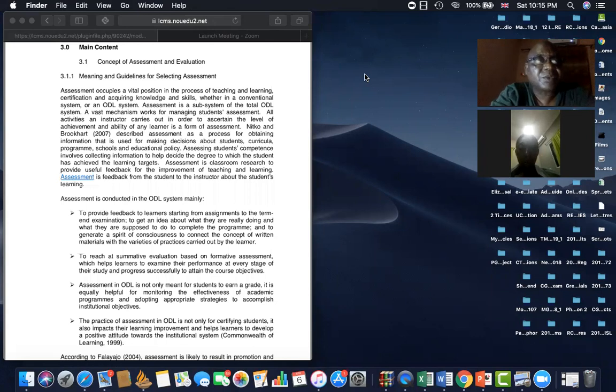Okay, so I know by virtue of your work, you know what assessment is. Yes, sir. And assessment occupies a vital position in the process of teaching and learning, certification, acquiring knowledge and skills, whether it's a conventional system of education or it's an ODL system.